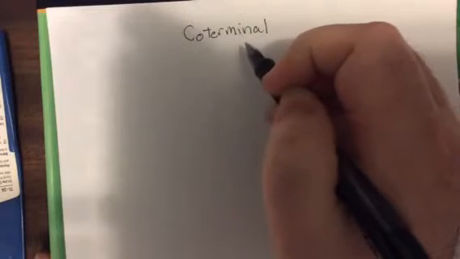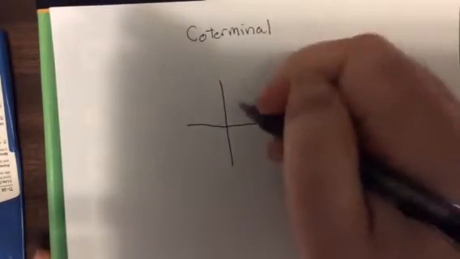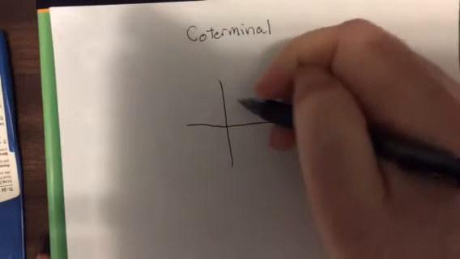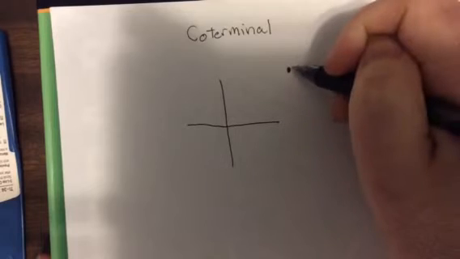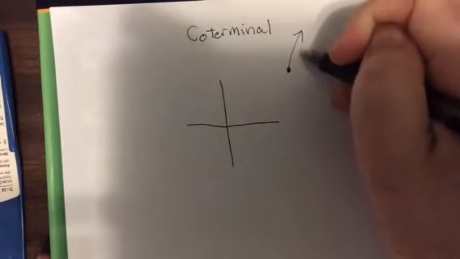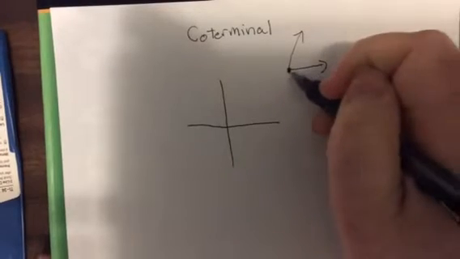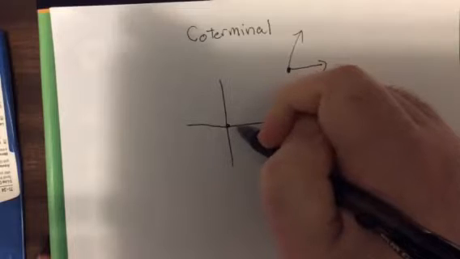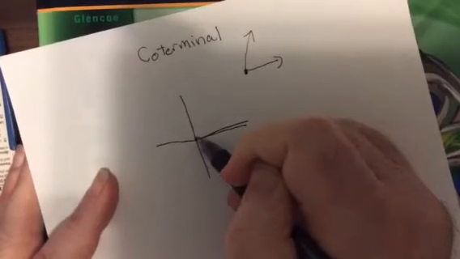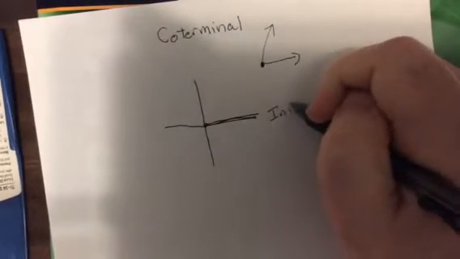what they did is they took an angle and put it on the Cartesian coordinate system. And an angle has two parts. It has a point and two rays emanating from it or coming from it. So they took one of the rays and they put it along the positive x-axis. Holy cow, can I not draw a straight segment? And they called that the initial side.